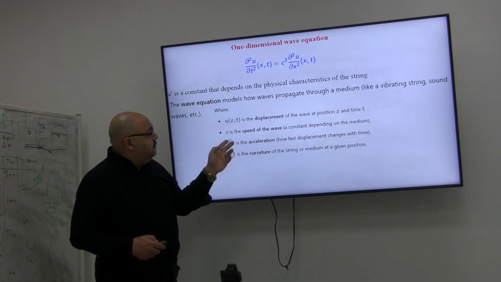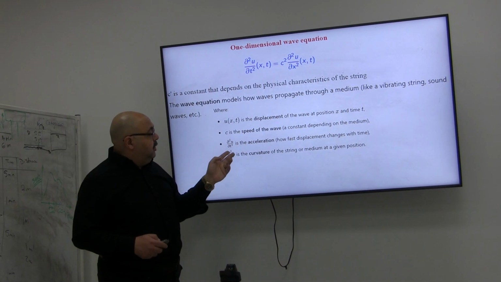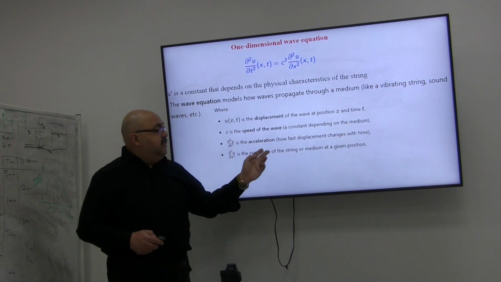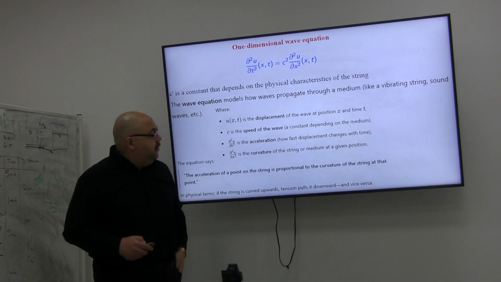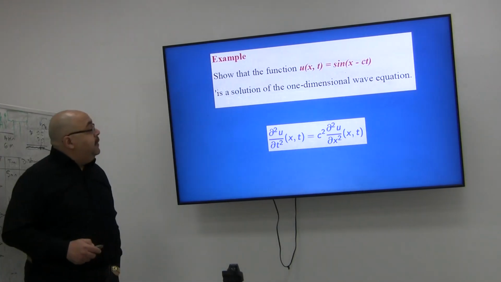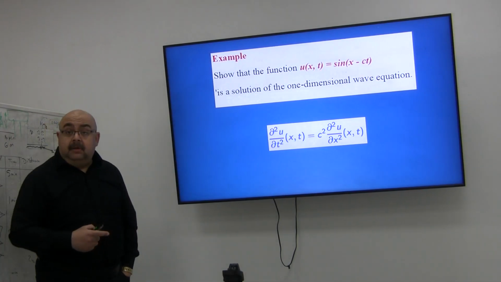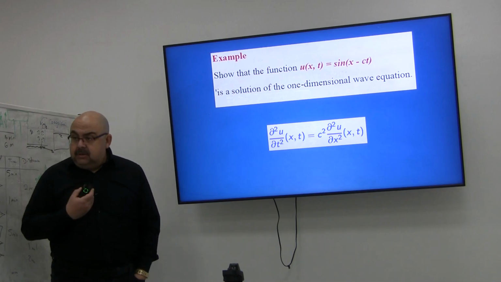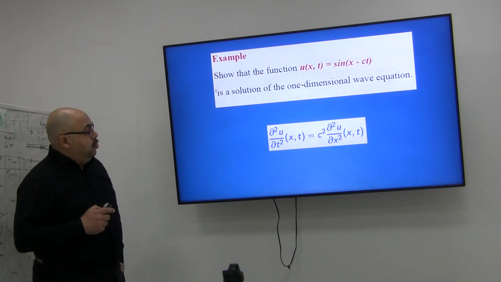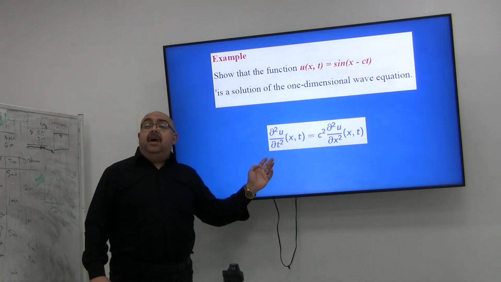C is the speed. Partial 2u over partial t squared is the acceleration. Partial 2u with respect to partial x squared is the curvature of the string through a certain medium. It's one of the applications, as I told you. Here, for example, he wants us to show that u equals sine of x minus ct is a solution of this equation. Any idea how to prove this?